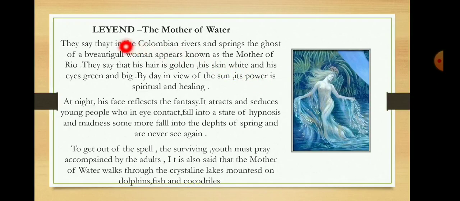Now, a legend. This legend is about the mother of water. It is a Colombian legend. They say that in the Colombian rivers and springs, the ghost of a beautiful woman appears, known as the mother of the river. They say that her hair is golden, her skin white, and her eyes green and big. By day, in view of the sun, her power is spiritual and healing. At night, her face reflects fantasy.